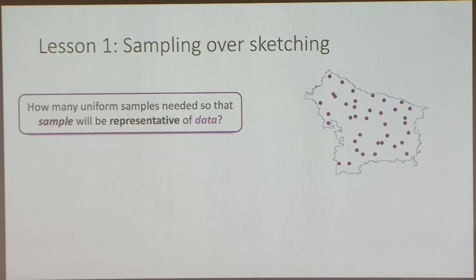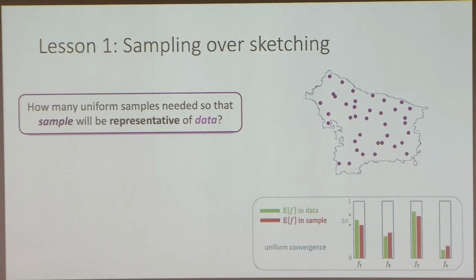So I want to quickly mention another question. It's not completely a question of the streaming community, but more of the learning community, or geometry people, or statistics. And the question is how many uniform samples we need from some data set for the sample to be representative of the data. Then I'm probably going to be asked what we mean by representative.